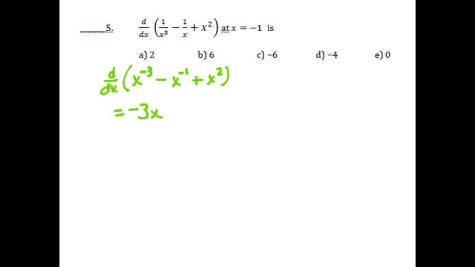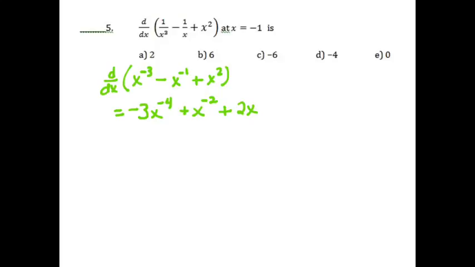Negative 3x to the negative 4, because negative 3 minus 1 is negative 4. For my next term, this negative 1 is going to come in front. That's going to make that a plus 1x to the negative 2, plus x squared. The derivative there is 2x. And so that is our derivative.